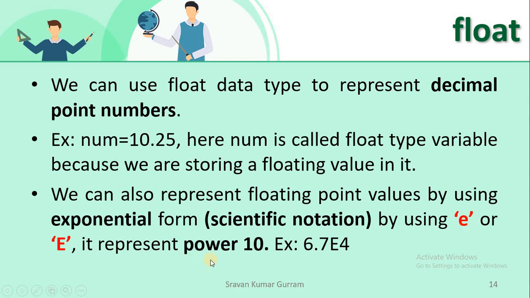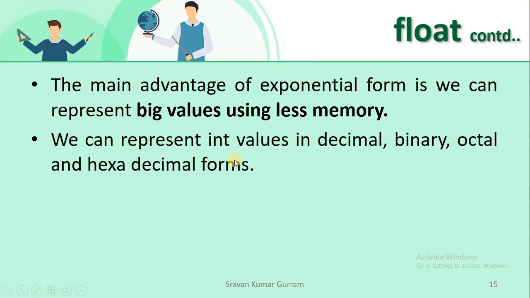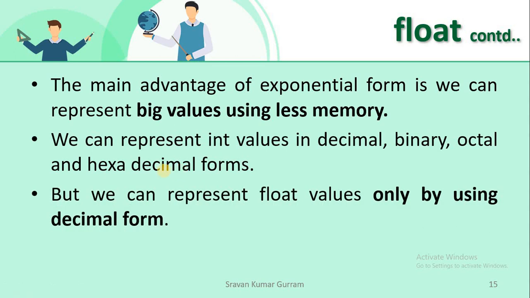Here the e represents power of 10. For example, if we write 6.7e4, the meaning of this is 6.7 into 10 to the power of 4. The main advantage of this exponential or scientific notation is we can store big values using less memory. We can represent integer values in decimal, binary, octal and hexadecimal forms. We already discussed that. But we can represent float values only by using the decimal form. You cannot represent float values in binary, octal and hexadecimal format.